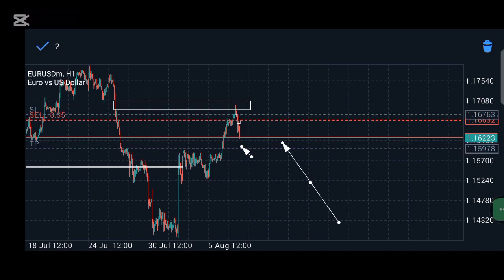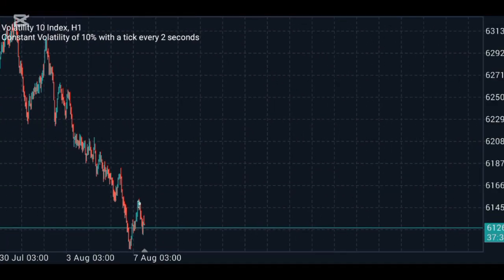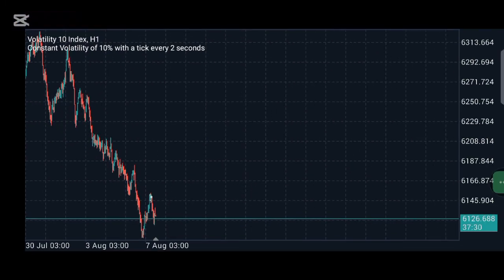Let me take you to the second trade example today that I traded using the FVG entry model. On the second trade here, which I took today on VIX10 using the fair value gap entry model, I also shared that one on the group I am in, where we do share signals amongst ourselves.